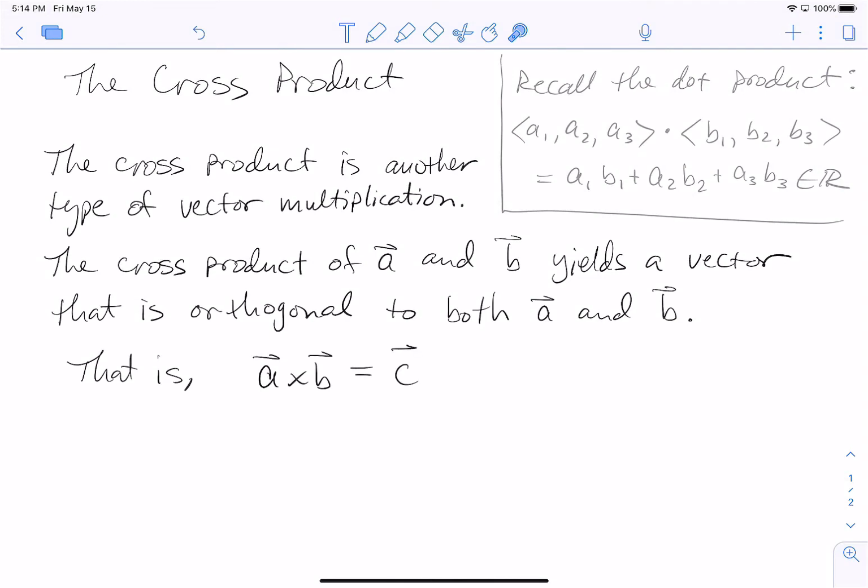I'll pause right there to say the dot product yields a real number. The cross product yields a vector. And in the case where we're saying that a cross b equals c, it would be the result that a dot c would be 0, they're orthogonal, and b dot c would be 0.